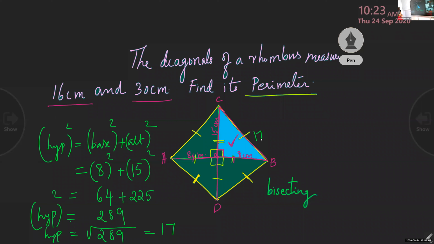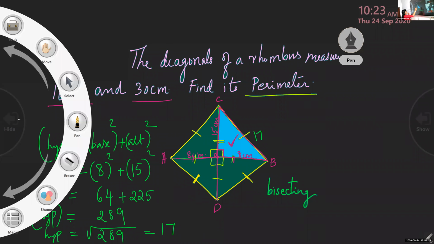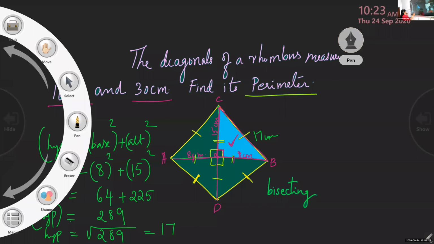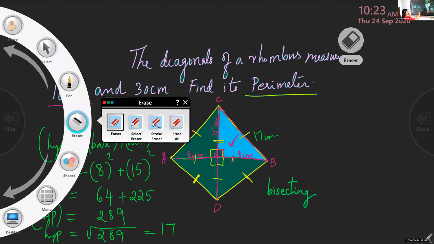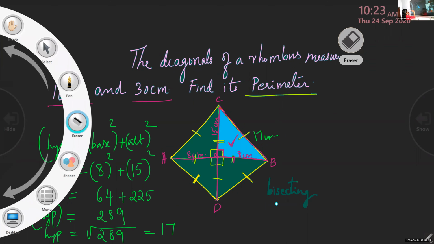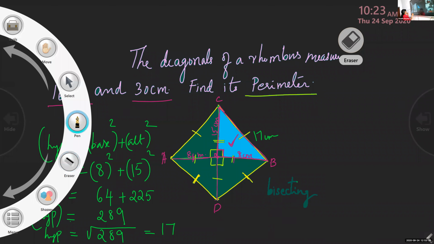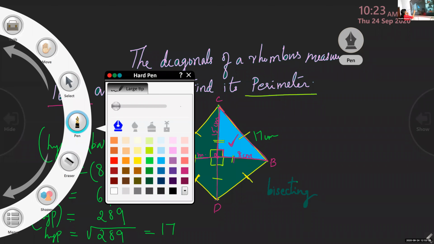Okay. So can you tell me what is the perimeter now? One side we got 17. 17 into 4. Isn't it? 17 into 4 is 68 centimeter. Very good. So you'll get it as 68 centimeters.